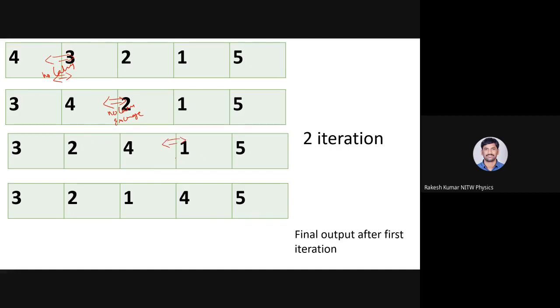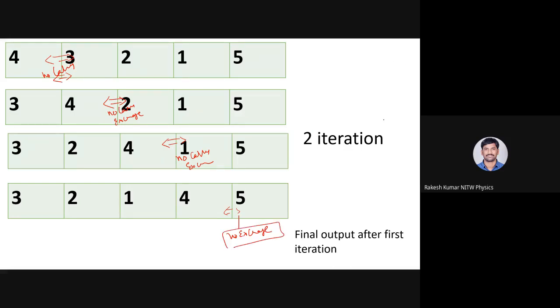Now again 4 and 1 will be compared. Is there any possibility for the carry? No, sir. Again exchange. So exchange is done. Now 4 and 5. Carry will be generated. So whenever carry is generated, it goes to the first loop. So here nothing will happen. No exchange will take place. It will just go to the starting loop.